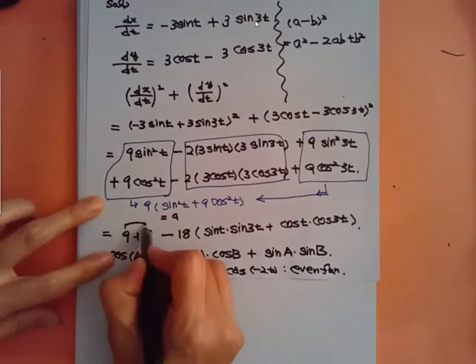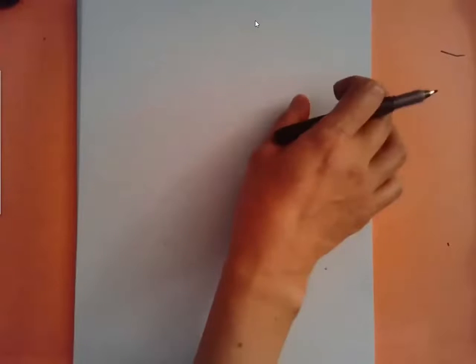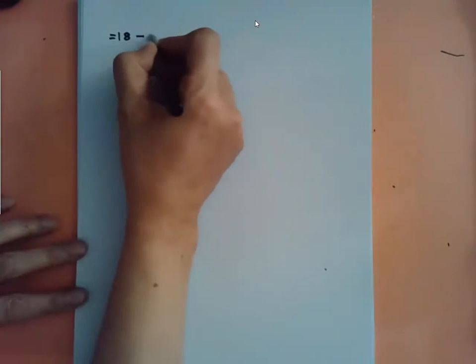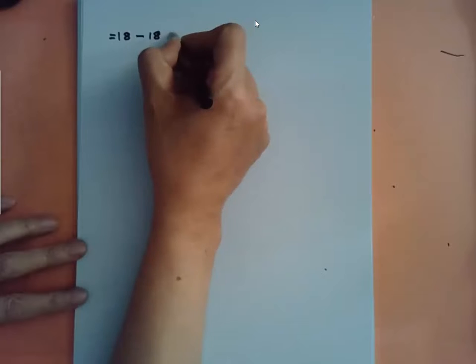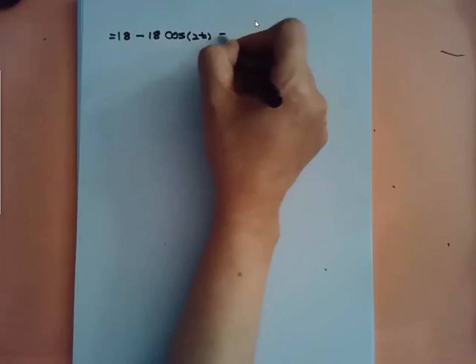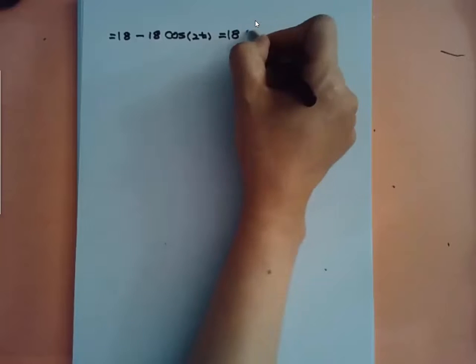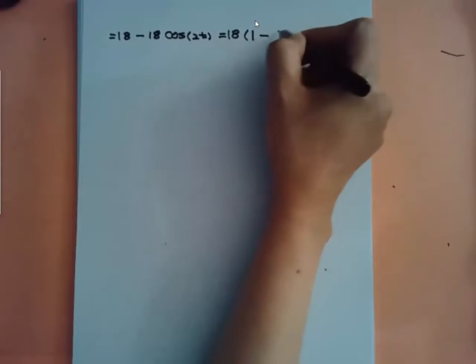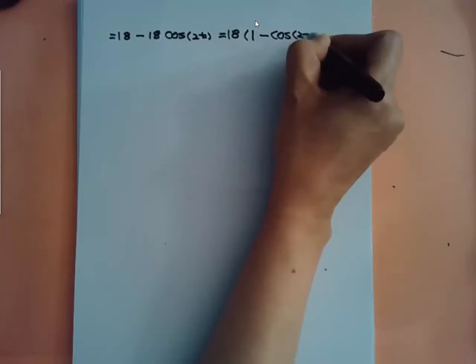So the first part will produce 18. And then the second part will produce 18 cosine of 2t. 18 is a common factor, so we take it out, then 18 times 1 minus cosine of 2t.